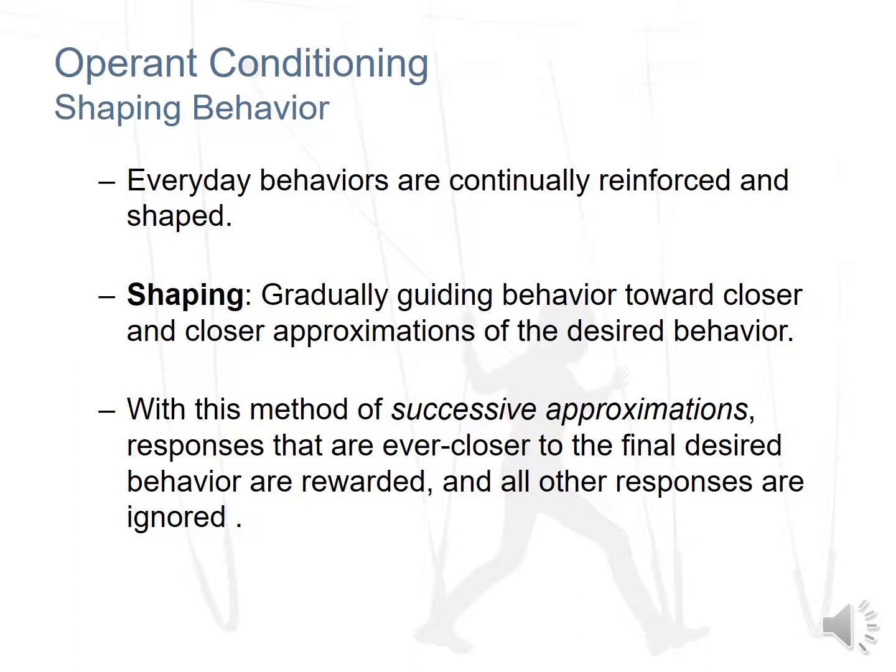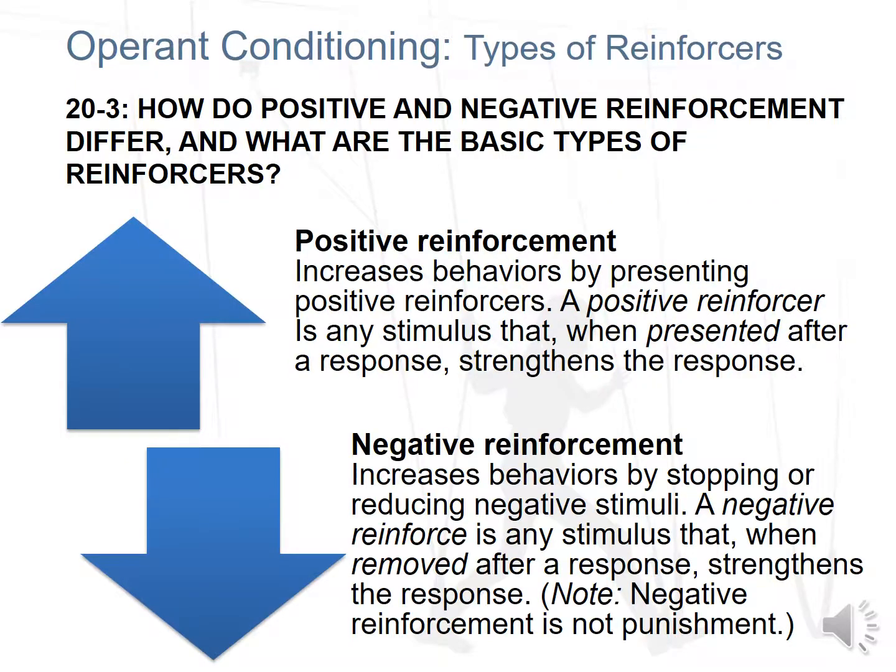The process of making this association is called shaping, and that means gradually guiding the behavior toward closer and closer approximations of the desired behavior. With this method of successive approximations, responses that are ever closer to the final desired behavior are rewarded, and all other responses are ignored. There are two basic types of reinforcers, which are positive reinforcers and negative reinforcers.